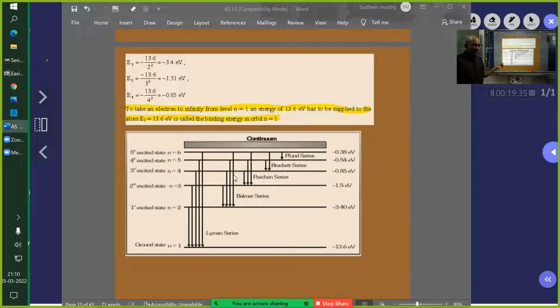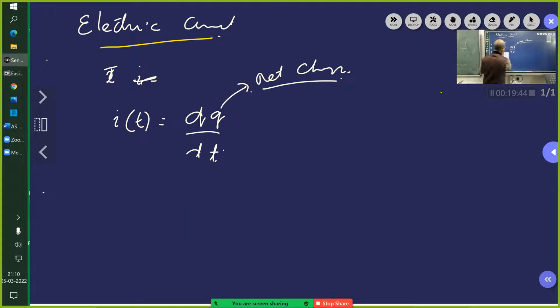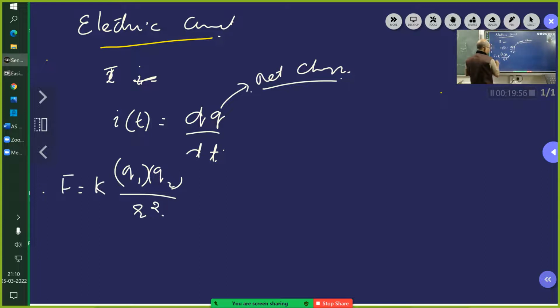See, now the electrostatic force. You remember, I told you electrostatic force. So the electrostatic force is what? Q1 into Q2 divided by R square, with K into so much. That means the electrostatic force goes on decreasing with the increase in radius. So if you have taken the electron to infinity, what is the force which will bring it back? There is no force to bring it back, so it will never return to its ground state.